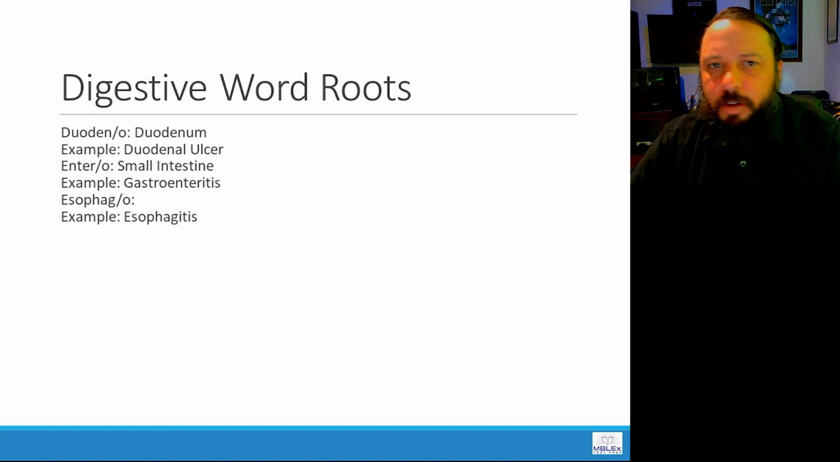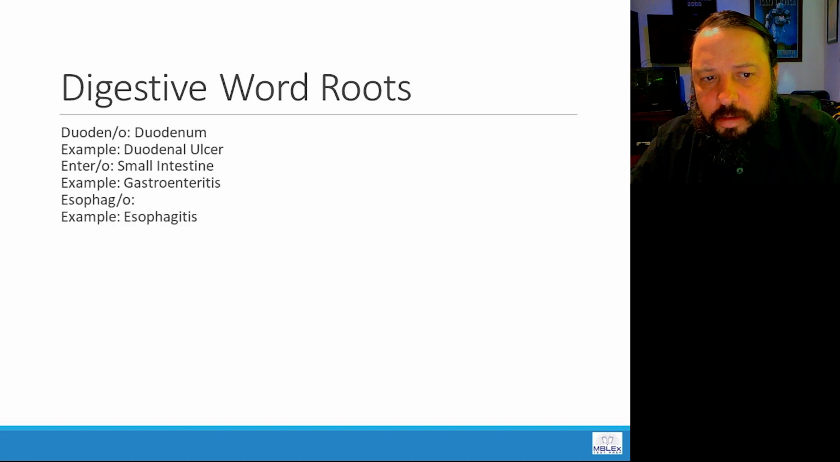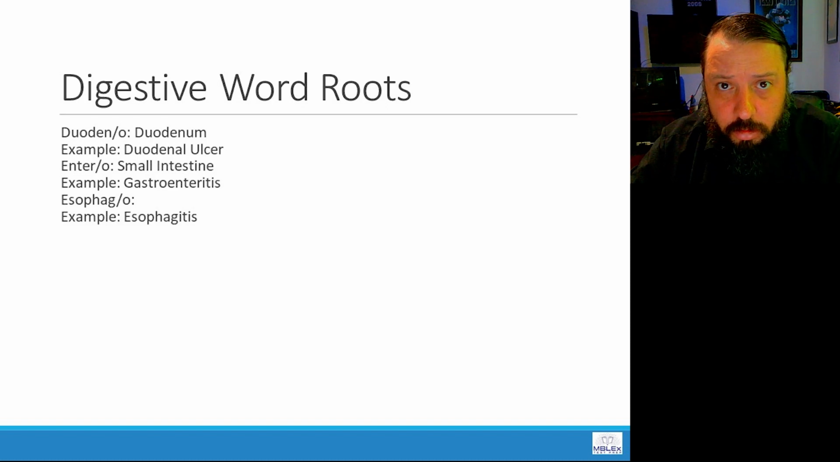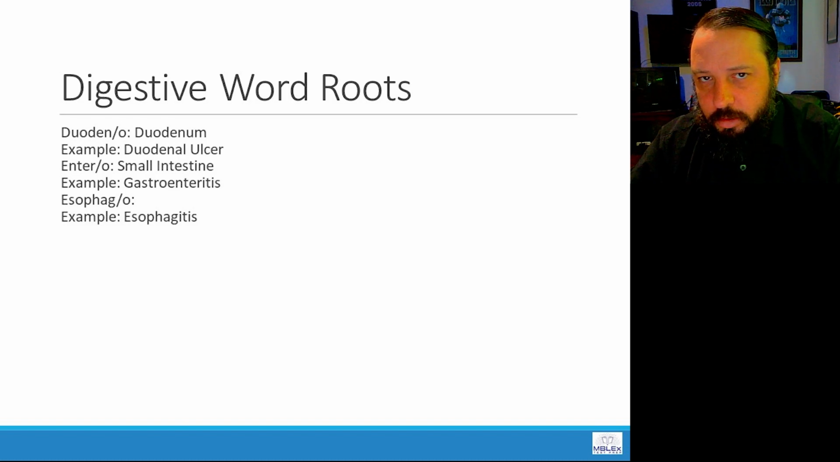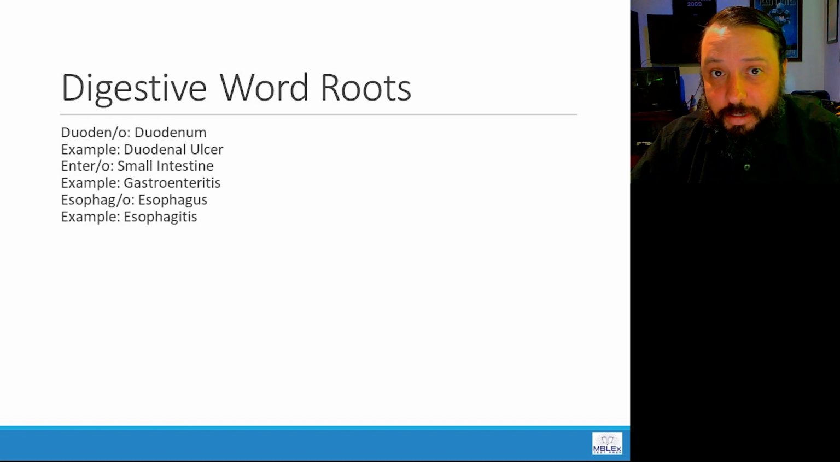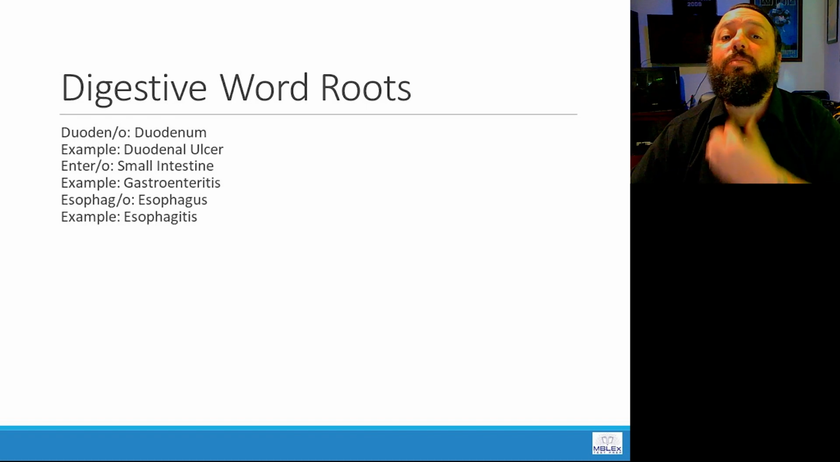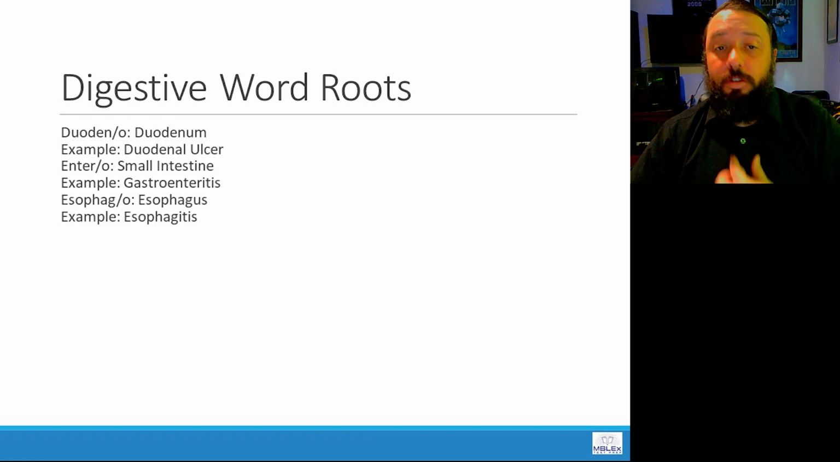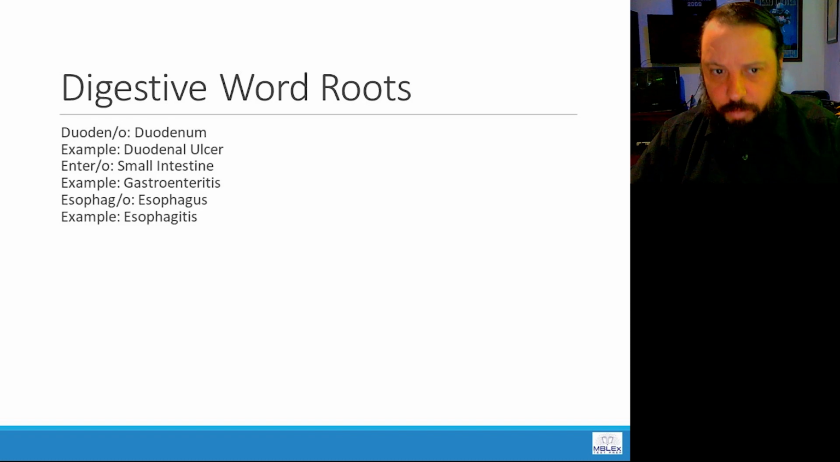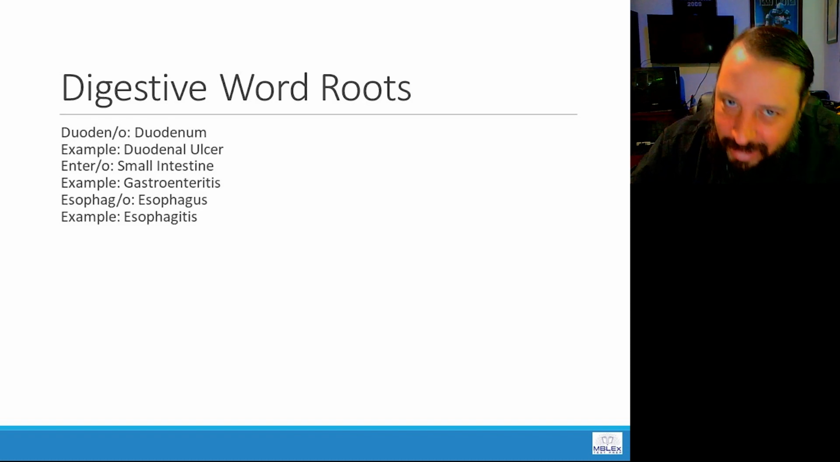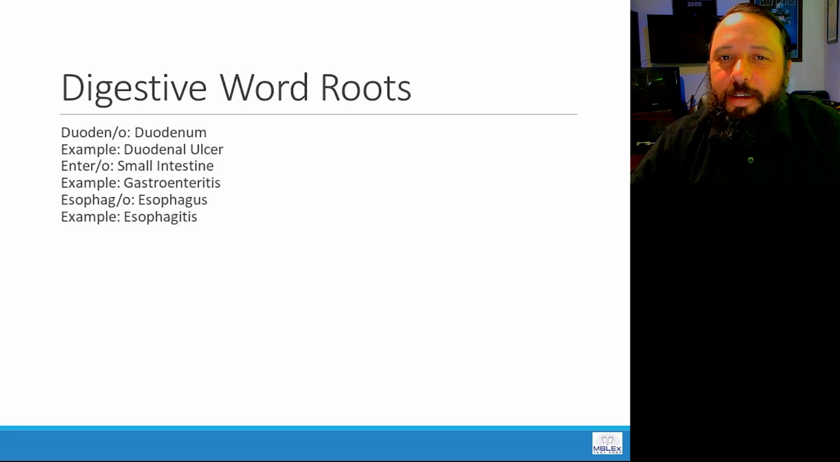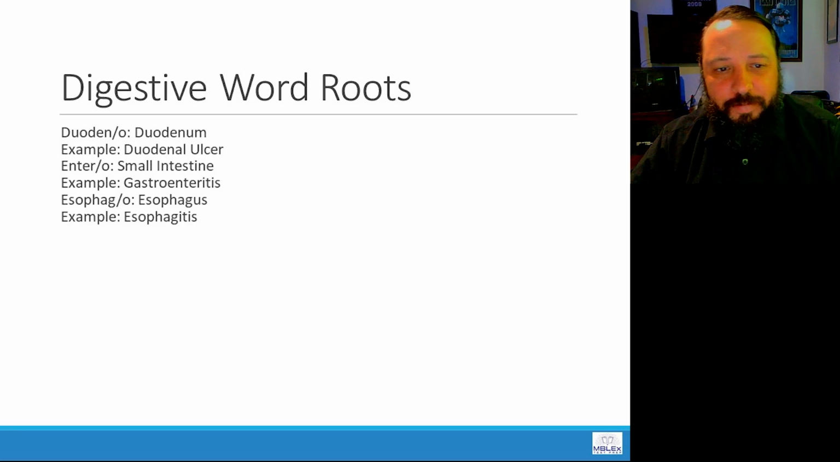Okay. Esophago, like esophagitis, esophageal cancer, gastroesophageal reflux disease, all examples. The esophagus, that tube that comes from the throat, from the pharynx, all the way down to the stomach. Esophagus, stomach, esophagus, that connects to the stomach, of course.